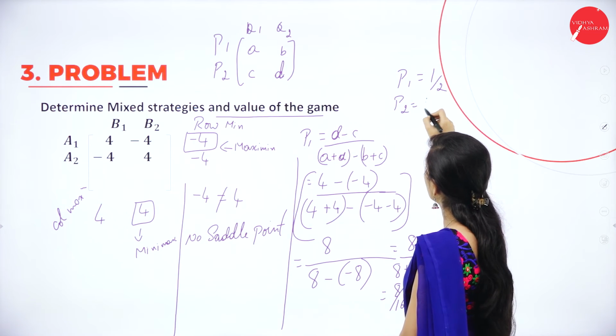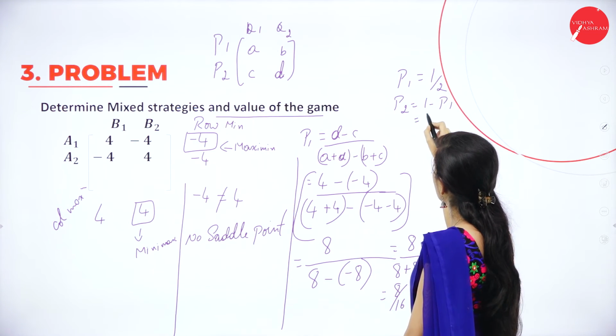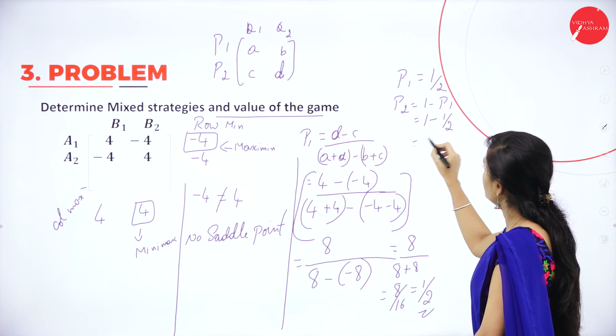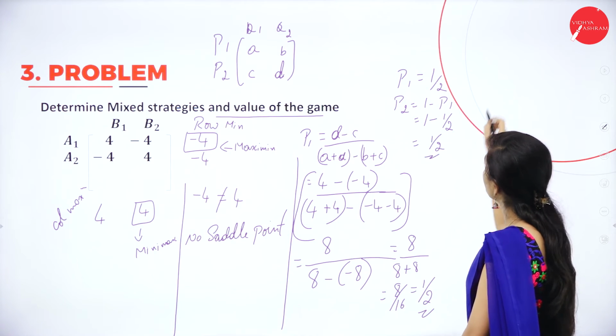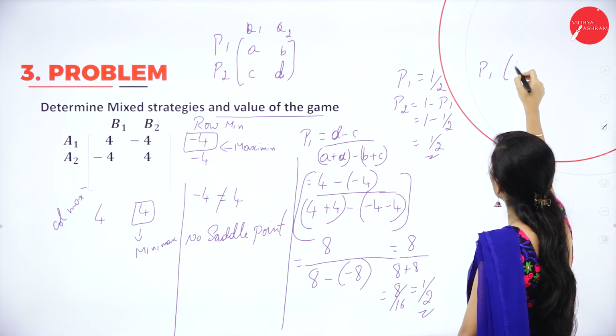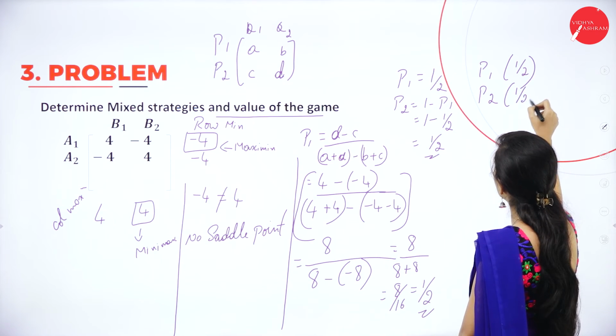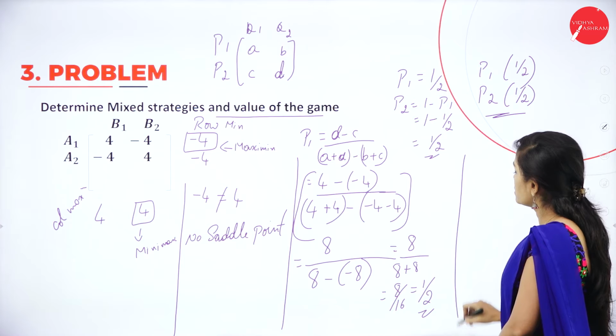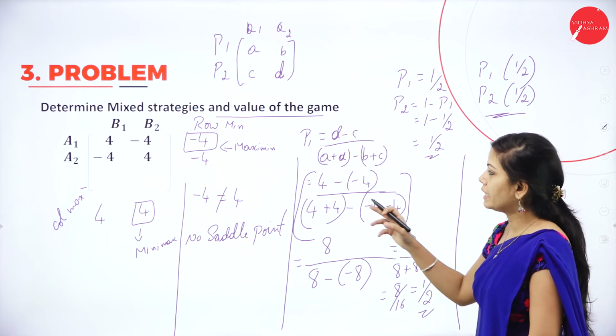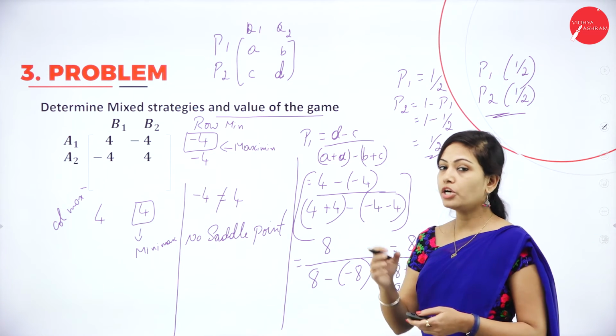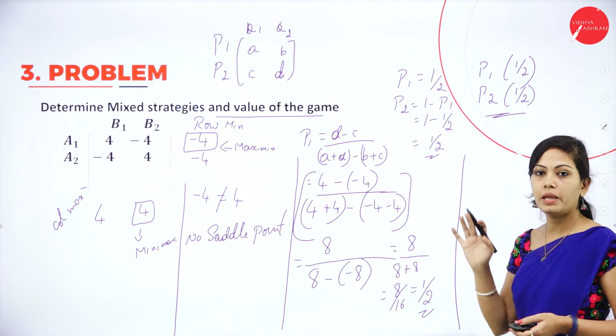P2 is equal to what? 1 minus P1, that is 1 minus 1 by 2, that is 1 by 2. Now P1 is 1 by 2 and P2 is 1 by 2. So this is the optimal strategy for player A. And also you can find out the optimal strategy for player B.